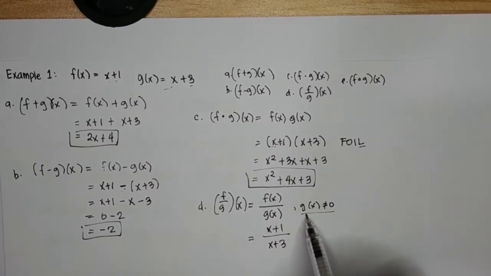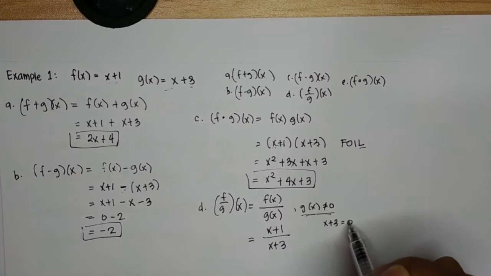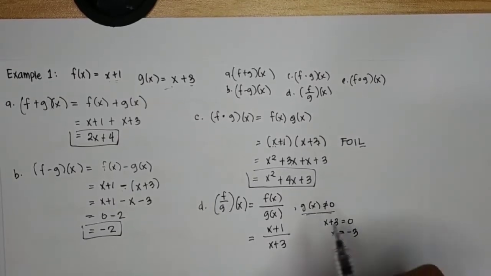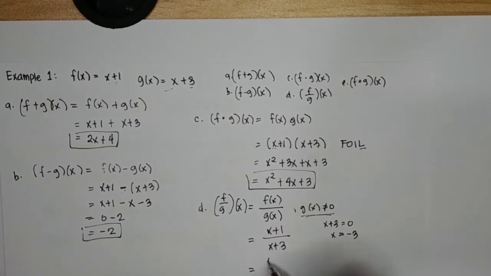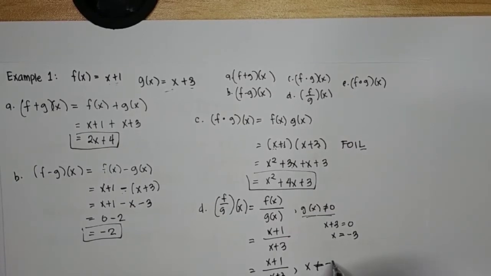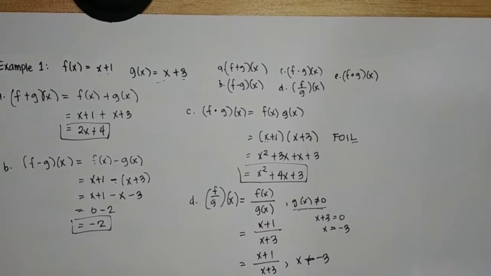So, ano yung magiging domain natin? So, this will be x plus 3 is equal to 0. So, we have x is equal to negative 3. So, we have here, final answer natin is x plus 1 over x plus 3, wherein x is not equal to negative 3. So, dapat ganyan siya pagkakasulat ha.